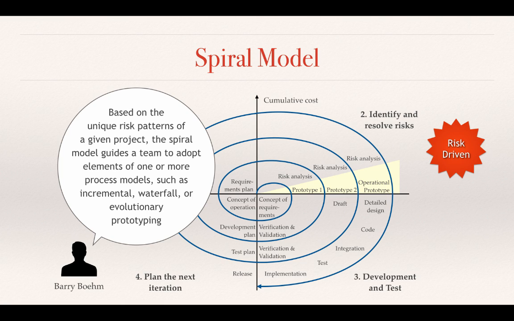In fact, Barry Boehm likes to talk about the spiral model as guiding a team to adopt elements of one or more other models, like the waterfall, the incremental, or evolutionary prototyping. This guidance is based on the risk patterns of a particular project.